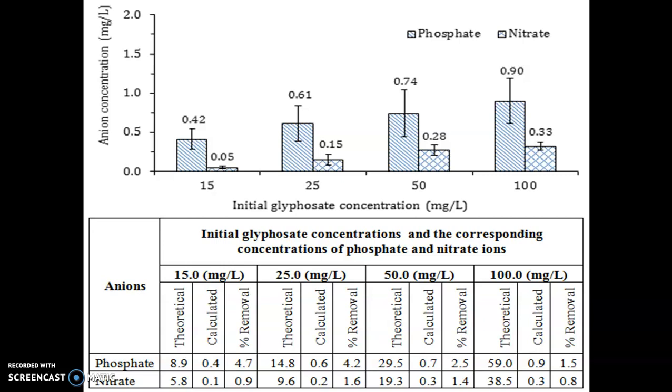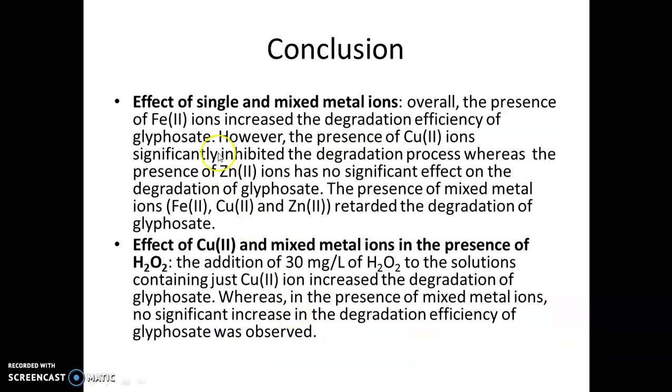In this study, we concluded on the effect of single and mixed metal ion: in the single one, copper significantly inhibited the degradation process. In the mixed one, the presence of mixed metal ion retarded the degradation of glyphosate. The addition of hydrogen peroxide to the solution containing copper ion alone increased the degradation, whereas in the presence of mixed metal ion, no significant increase in the degradation efficiency of glyphosate was observed.